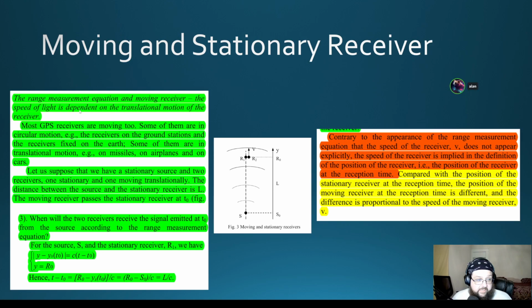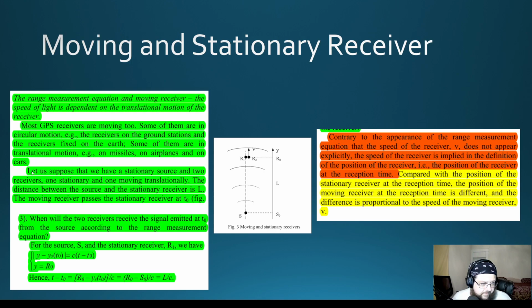The speed of light is dependent on the translational motion of the receiver. Most GPS receivers are moving. Some of them are in circular motion. Some of the receivers in ground stations are fixed to the Earth, but still rotating. And some of them are in translational motion on missiles, airplanes, and cars, etc.